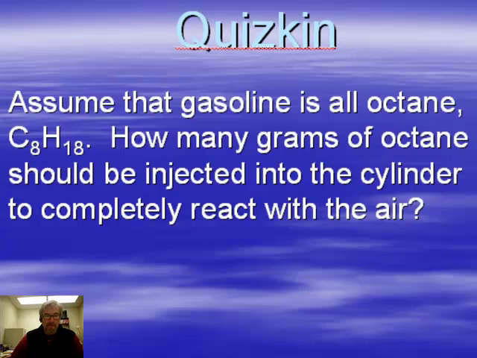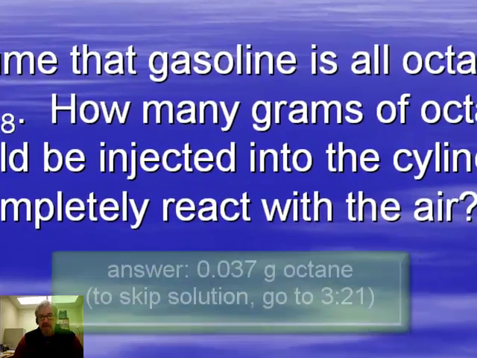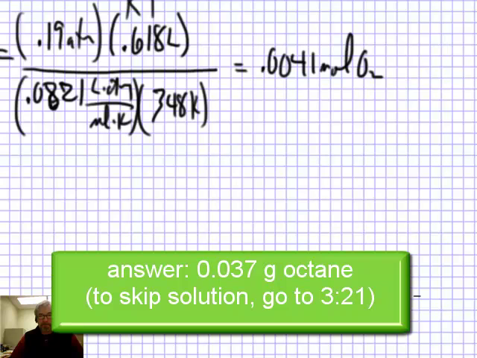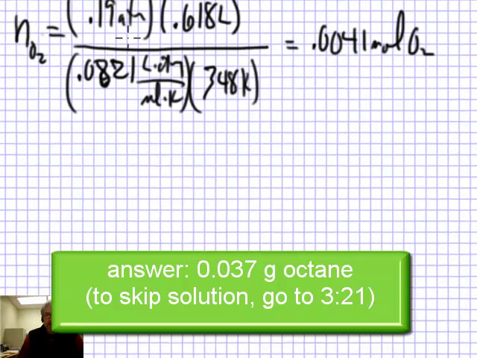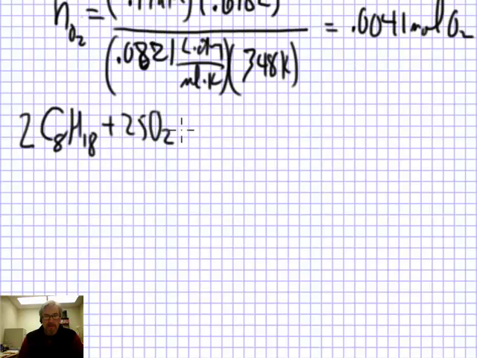So building on that, we're supposed to assume that gasoline is all octane, which is C8H18. How many grams of octane should be injected into the cylinder to completely react with the air? Give this a try. I'll give you an answer in a second. We'll need a balanced chemical equation to finish this, so 2C8H18 plus 25O2 makes 16 CO2 and 18 H2O is the balanced chemical equation.